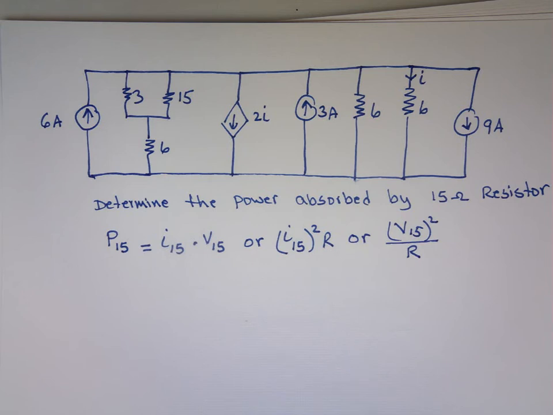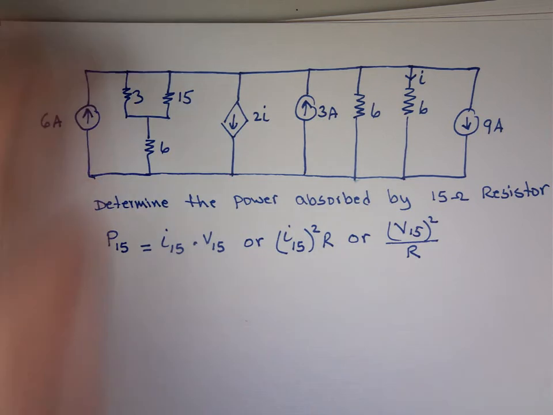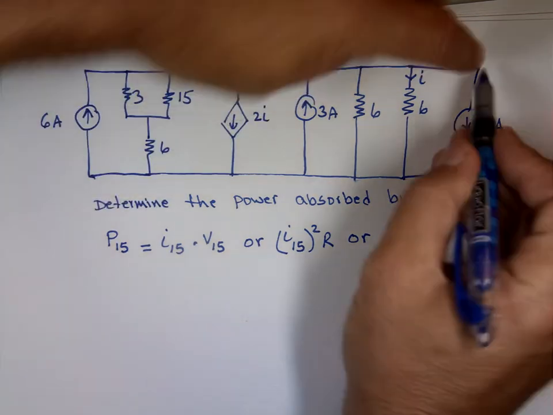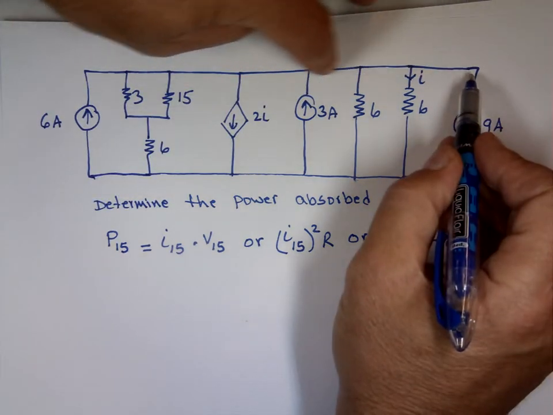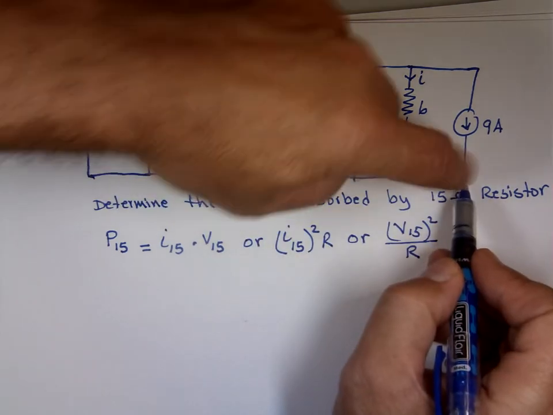I see three sources there. How are they connected? Look at this source, look at this source, look at that source. How are they connected? Parallel. On the top and the bottom together. Notice the top of this, you got a wire attached to all of them. The top to the top, the bottom to the bottom. There's no other elements here.